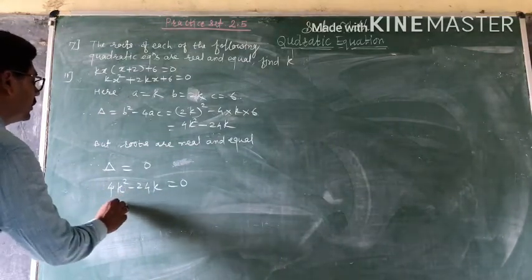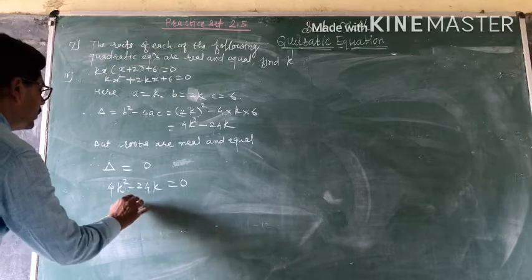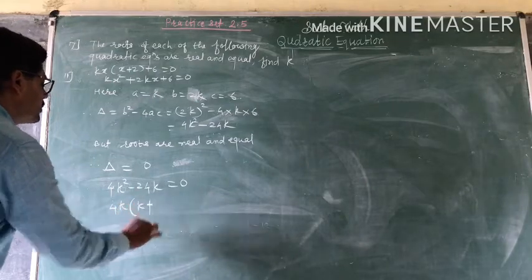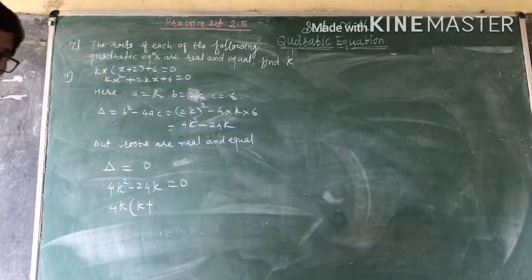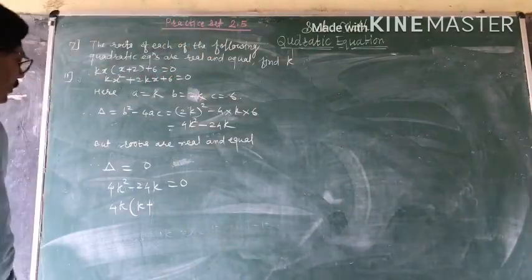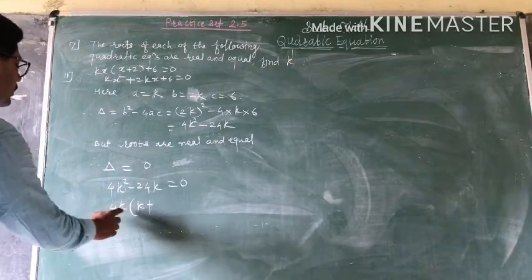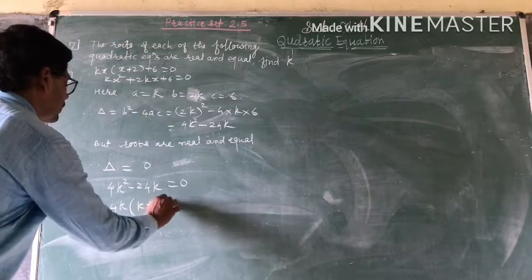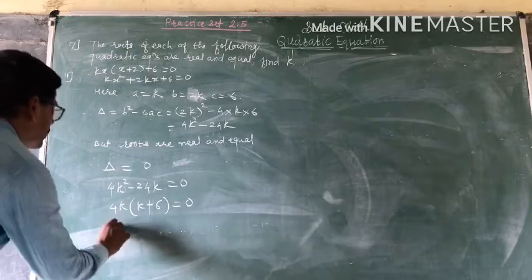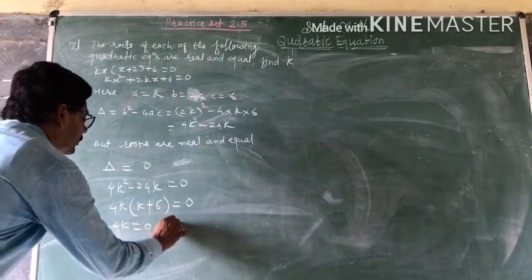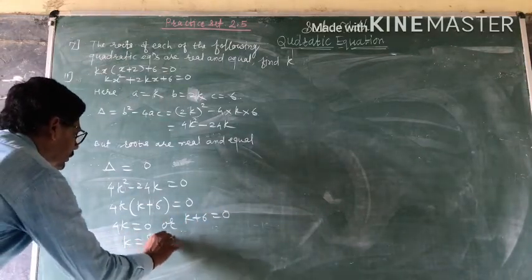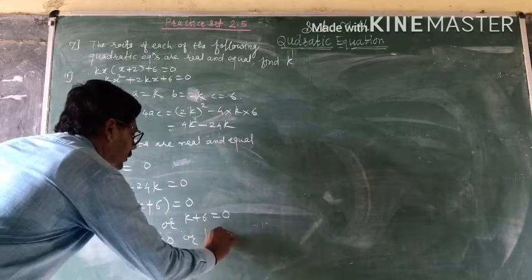What is common here? 4k is common. What is the remaining? K plus... we want here the value of k. 4k is common, k is remaining here and k minus 6 is equal to 0. Now here the product of two values is 0. 4k is equal to 0 or k minus 6 is equal to 0. Therefore k is equal to 0 divided by 4 is equal to 0, or k is equal to 6.